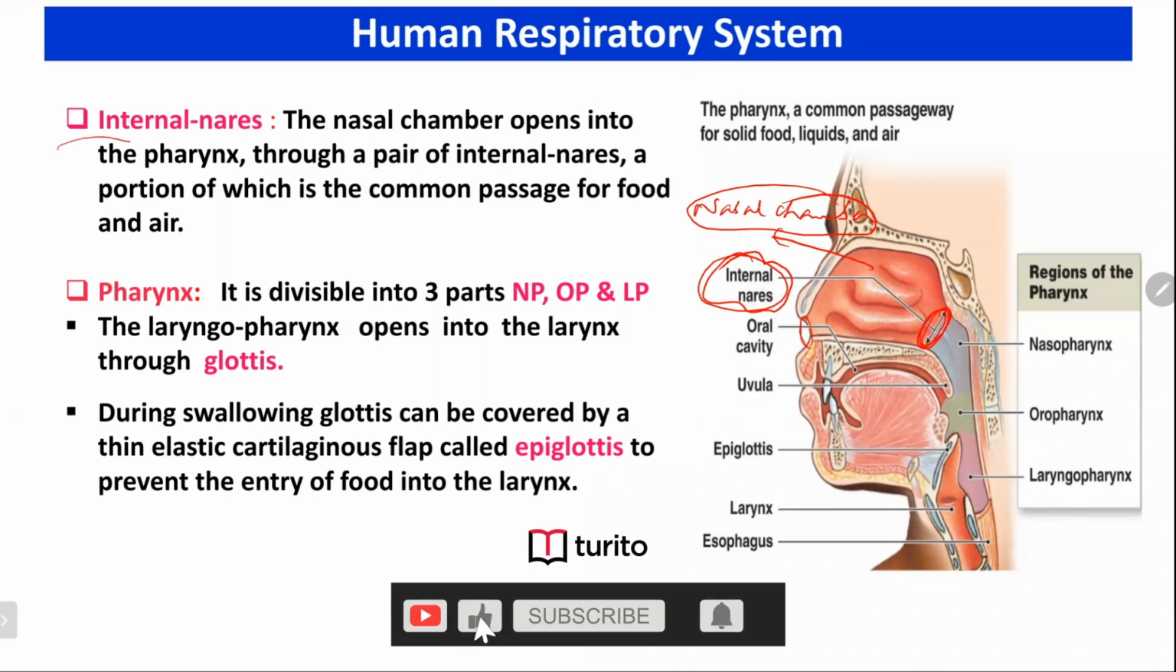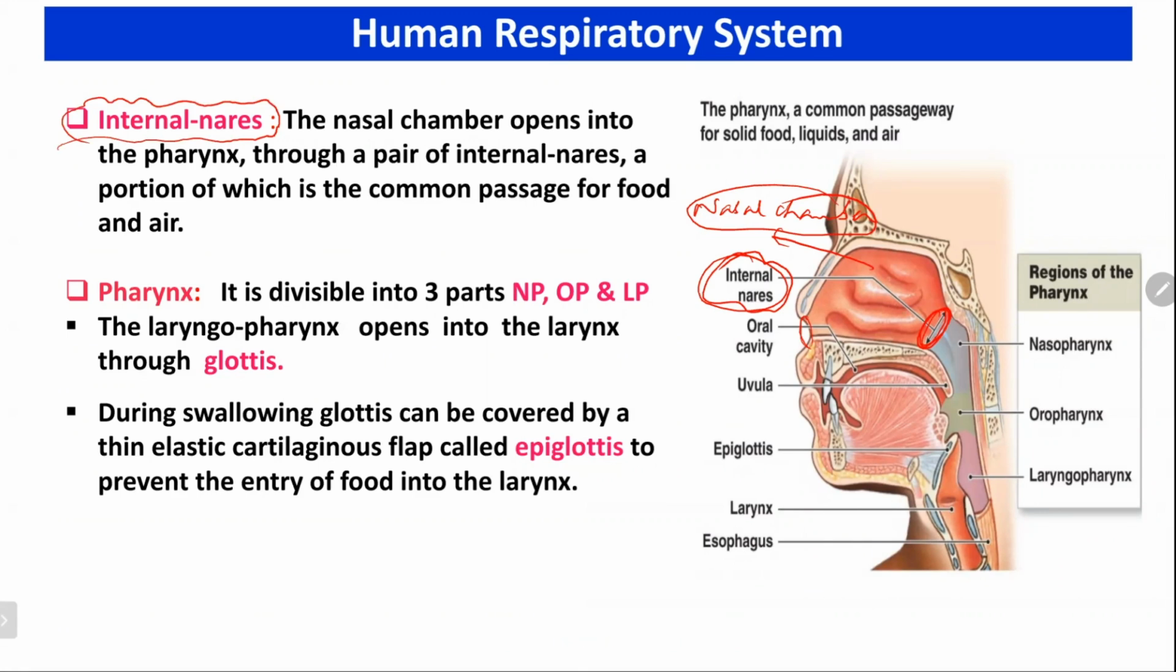Now let us try to understand what exactly the internal nostrils are. You can clearly see this nasal chamber. The nasal chamber opens into the pharynx. This entire portion is the pharynx. Most important, you need to remember. Again, the pharynx is subdivided into nasopharynx, oropharynx, and laryngopharynx. Don't worry about what exactly the nasopharynx, oropharynx, and laryngopharynx are. I will explain in detail.